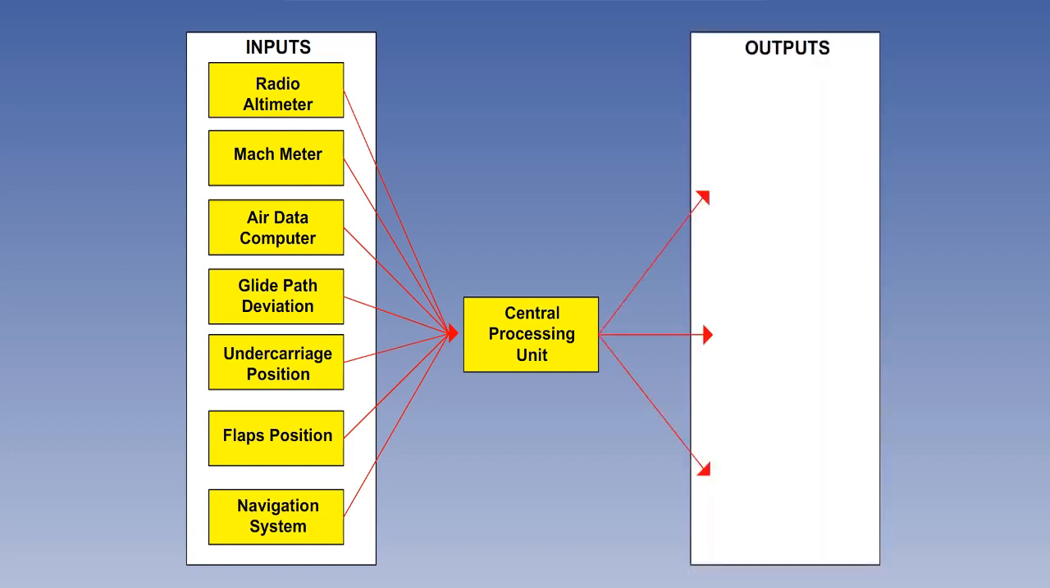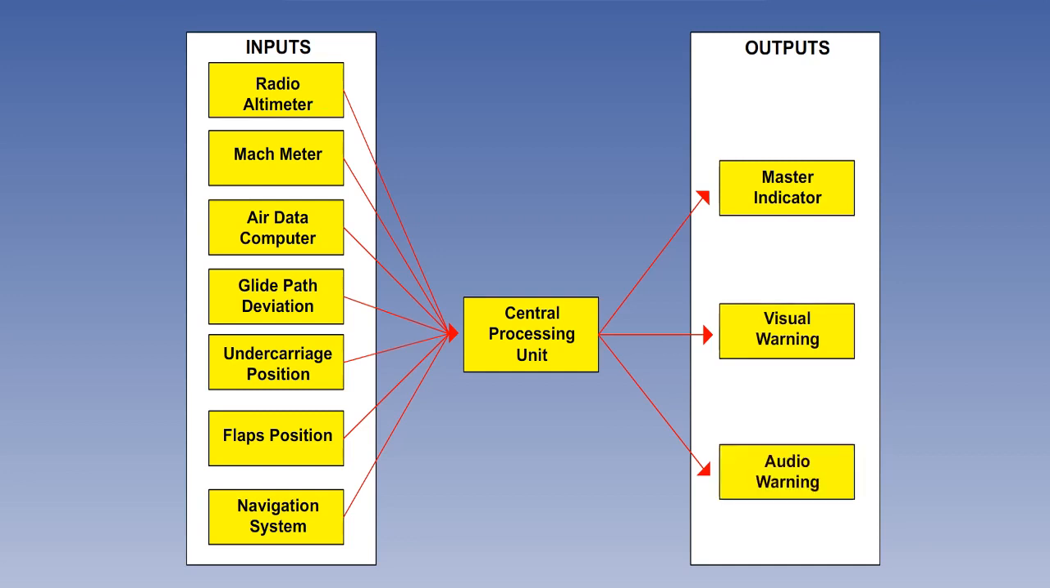navigation system. The central processing unit takes the inputs and then produces either an alert, this is a caution generated by the system, or a warning, which is a command generated by the system. This is then sent back to the necessary output, including the master indicator, visual warning, and audio warning.